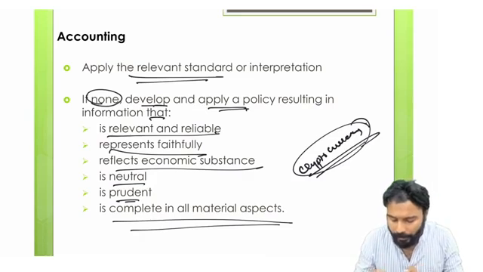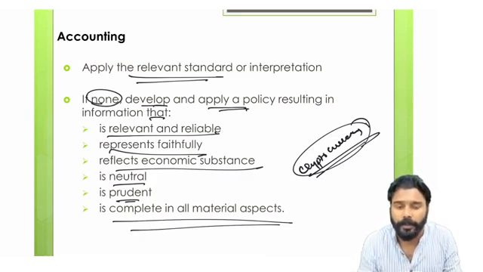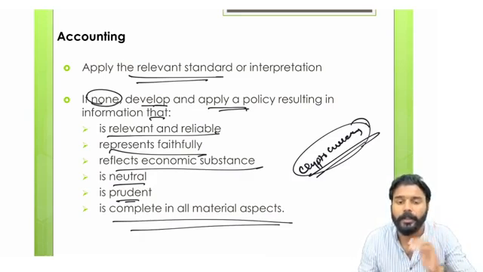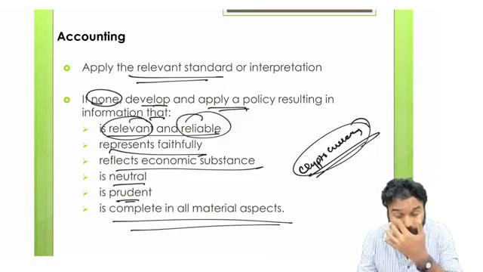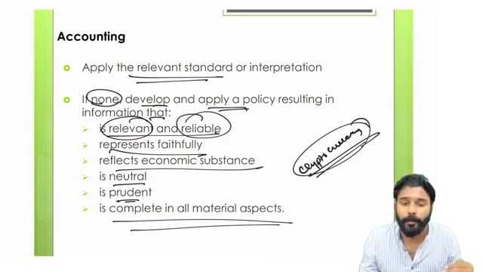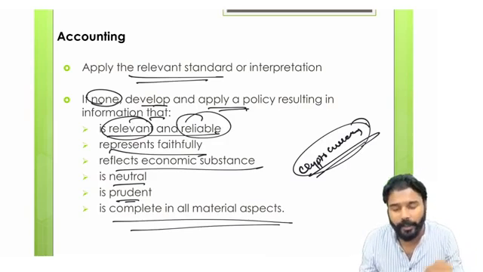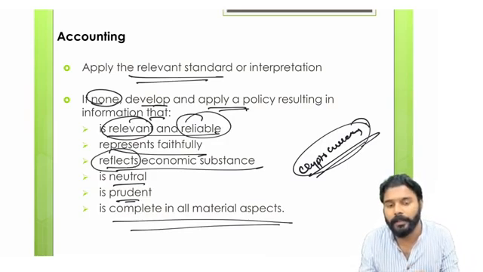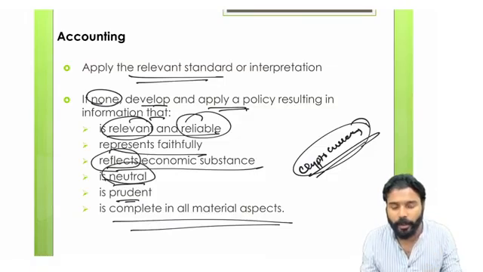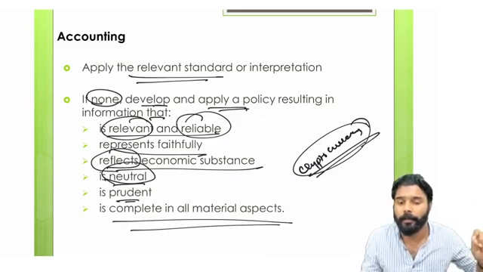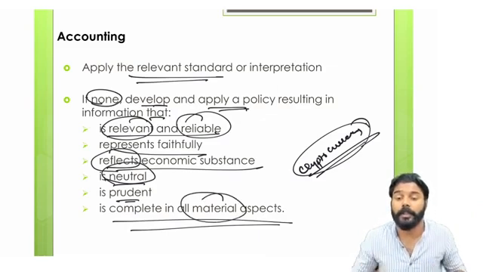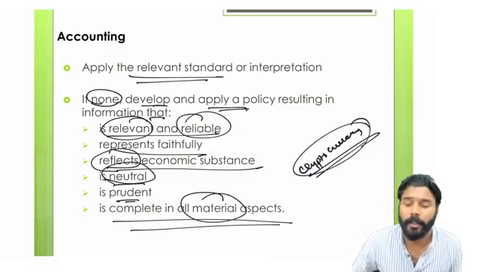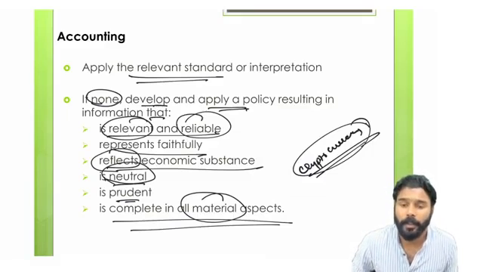So when a particular standard is not developed to interpret a situation, we will use accounting policies. Whenever you use such accounting policies to analyze a transaction, the decision you take should be relevant and reliable, represented faithfully, and reflect the economic substance of that actual transaction. It should be neutral and prudent. What do you mean by prudent? Prudent means that assets should not be overstated or liabilities understated, and it should be complete in all material aspects. We should disclose each and every piece of information regarding that particular accounting standard.